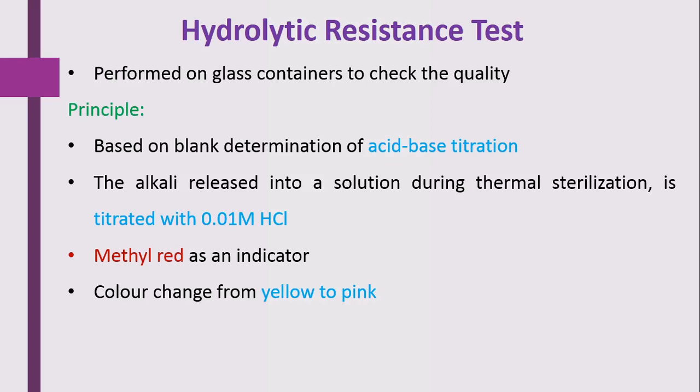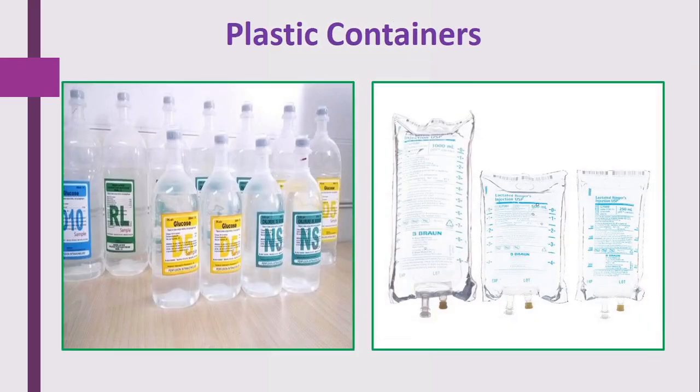So this is about the hydrolytic resistance test. Let's move forward with the next type of container, that is plastic container. So here we'll see the plastic containers for parenterals. You can see in this picture, these are the transfusion fluids which are stored in plastic containers. It is used at once, so it is called a single dose container.